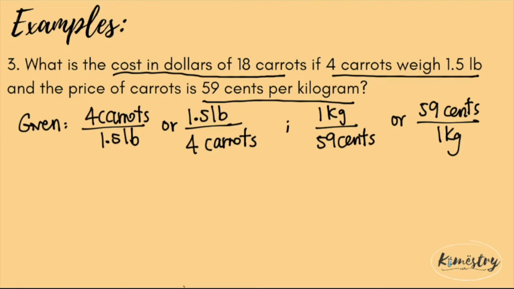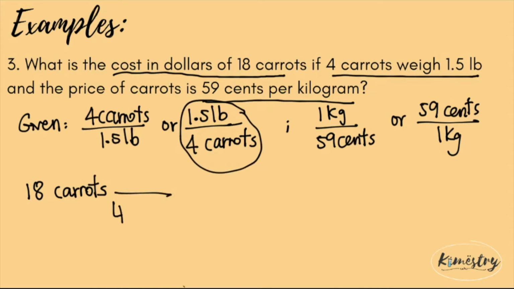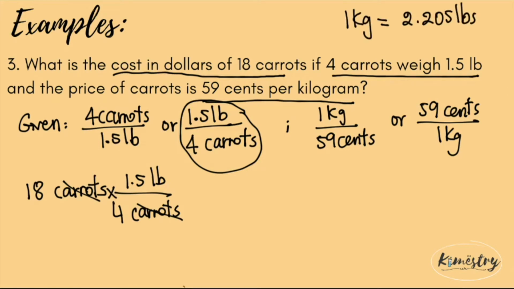And they're asking for how much dollar in 18 carats. That means I can start with 18 carats. So because I want to cancel out carats, that means I have to use this conversion factor. 4 carats, 1.5 pound. Carat got cancelled. Now I'm left with pound, but our other conversion factor is kilogram per cents. That means I need another conversion factor from the table. We know that 1 kilogram equal to 2.205 pounds. Because I want to cancel pound, I need to put the pound on the bottom. 2.205 pounds per 1 kilogram. Pounds got cancelled. I'm left with kilogram.